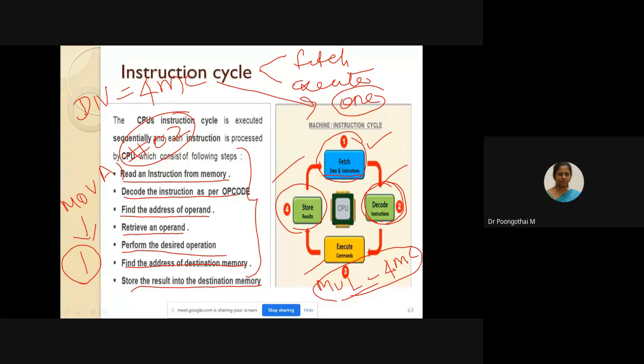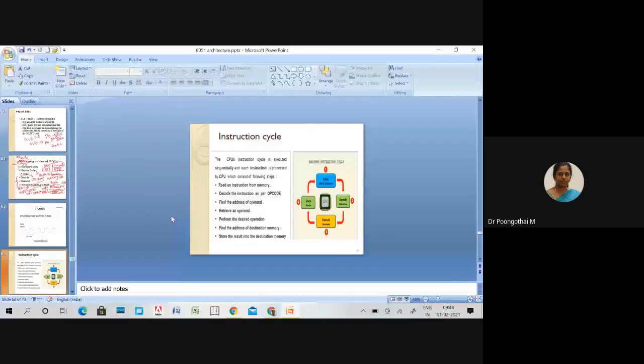So multiplication and division require more machine cycles in order to perform the operation, that is multiplication and division. Okay, is that clear? Yes, sir. Any doubts regarding this?